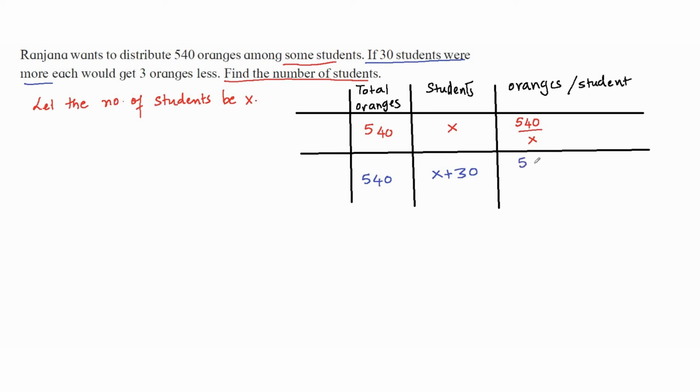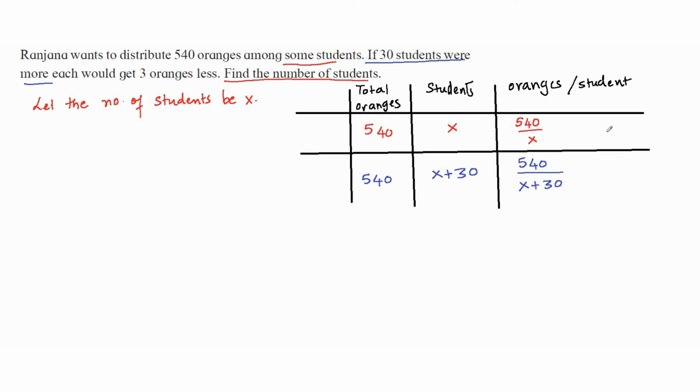Now let's find how many oranges each student would get. So each student would therefore receive 540 divided by x plus 30 oranges, right? The oranges per student is going to be the total number of oranges divided by the number of students. That is the number of oranges that each student will receive. Now let's see what's given.